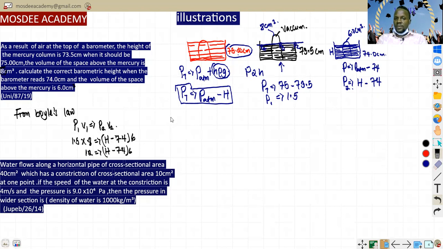So finishing this, we divide both sides by 6. Everybody knows 12 divided by 6 is going to give you 2, which equals H minus 74. So doing this directly, you can say H equals 76. If you move this to the LHS, you have 2 plus 74, and that is 76. We are working in centimeters, and that is the answer to the question.